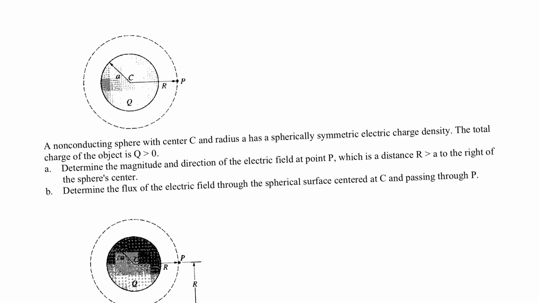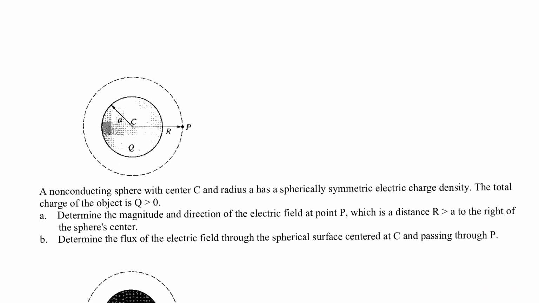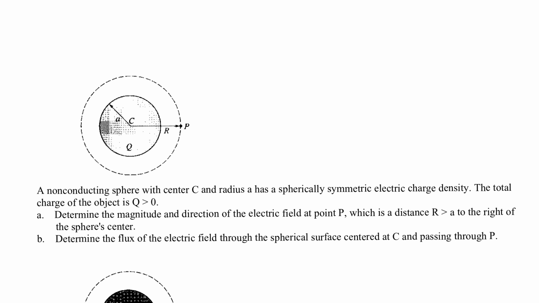All right. So this is from 1997, so it's an oldie. It's a non-conducting sphere. That's important, non-conducting. So we're talking an insulating sphere with a center at C and a radius a, has a spherically symmetric electric charge density. The total charge of the object is greater than 0. So they're just telling us it's positive. They're giving us the value of Q.